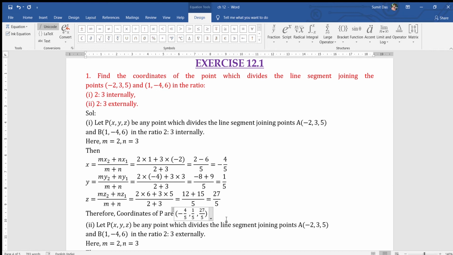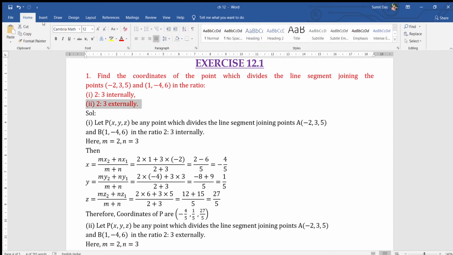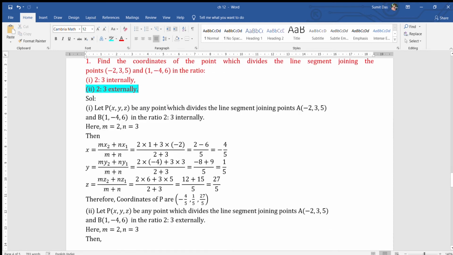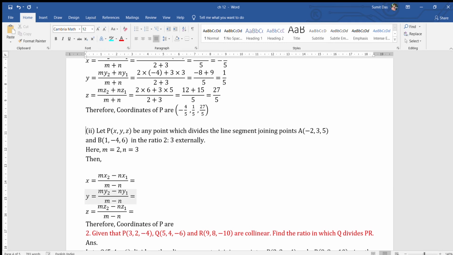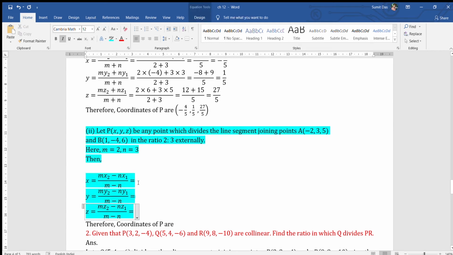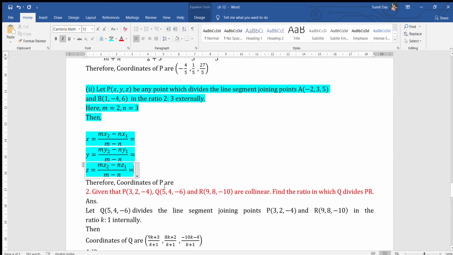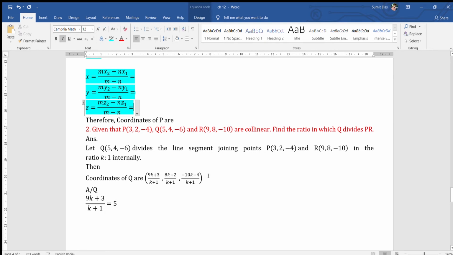Now, the question is also saying 2 is to 3 externally, you also have to find. I want you to do this one by yourself. You can see I am showing here also that it is the same thing, only the minus sign. So you have to just put the values and then calculate. Next, I'm going to question number 2.